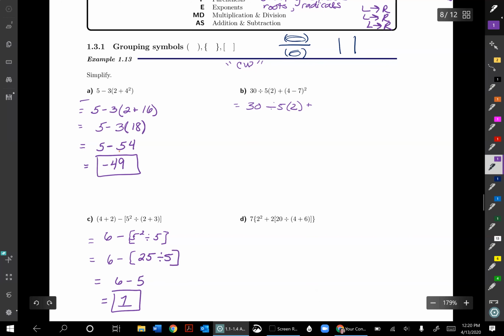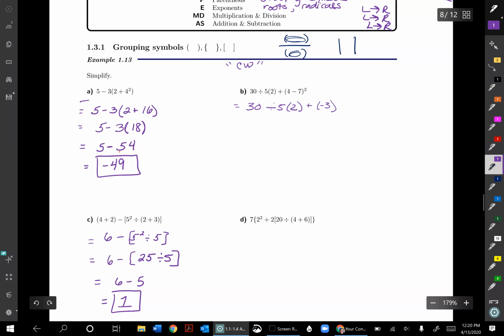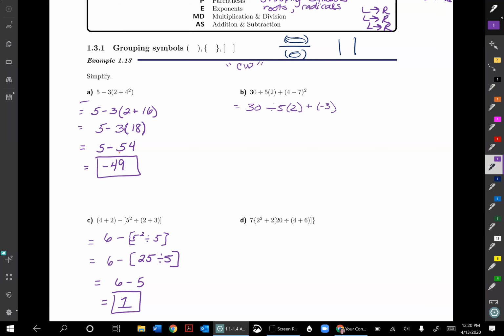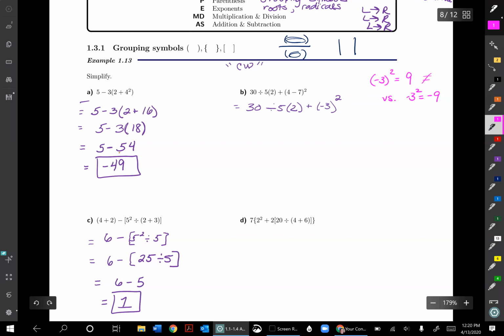Plus 4 minus 7 would be negative 3. Make sure you do put your parentheses in there for that, and then that would be squared. Because there's a big difference between having minus 3, or negative 3, all squared, which would be positive 9, versus negative 3 squared with the negative outside of the base. That would be negative 9. So these are not equivalent things to say. Okay, so we want to be careful with that.